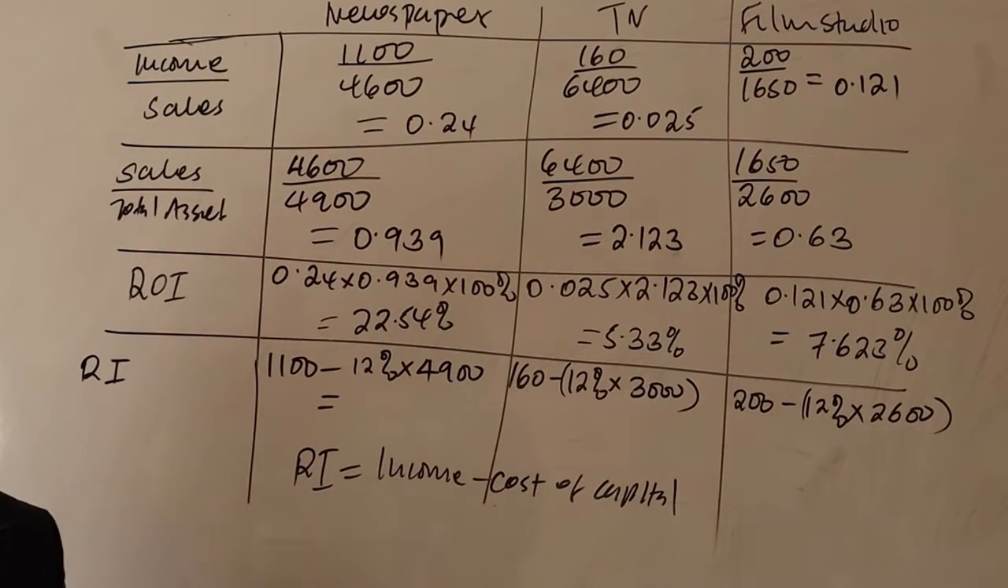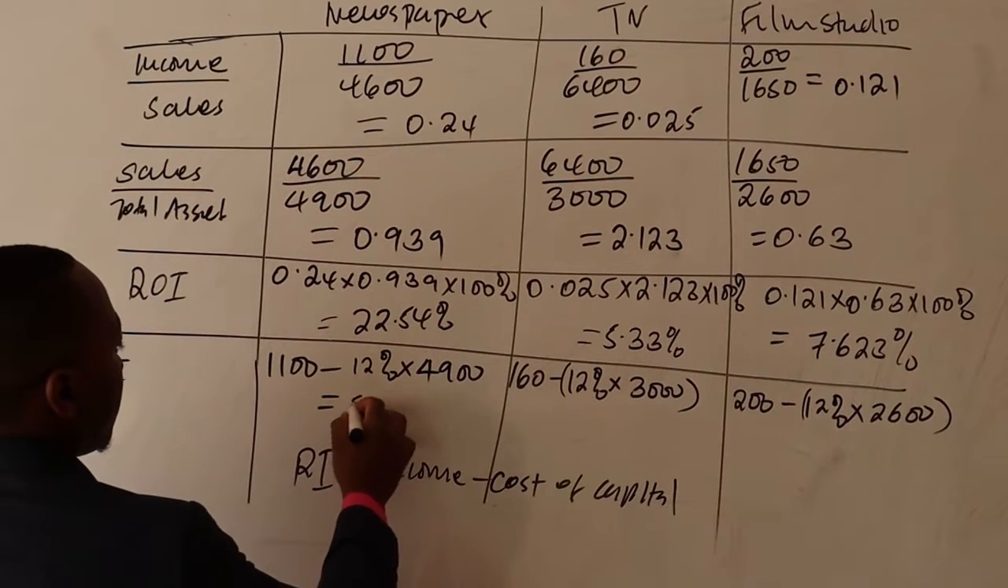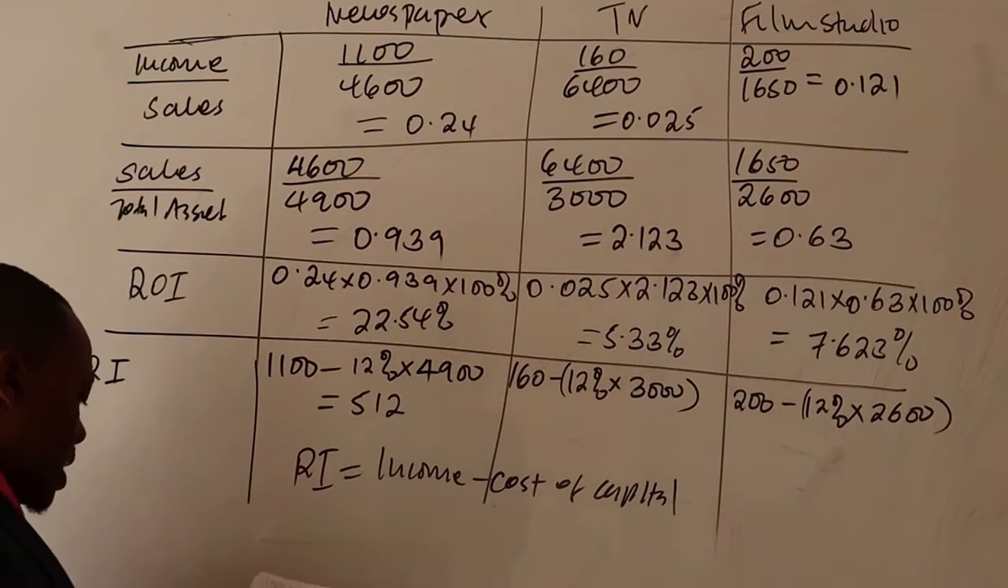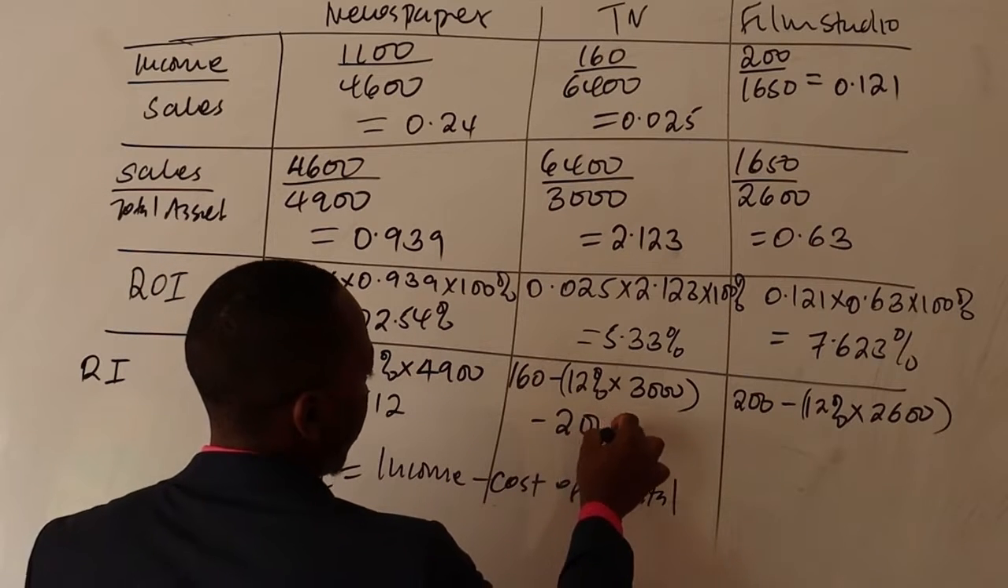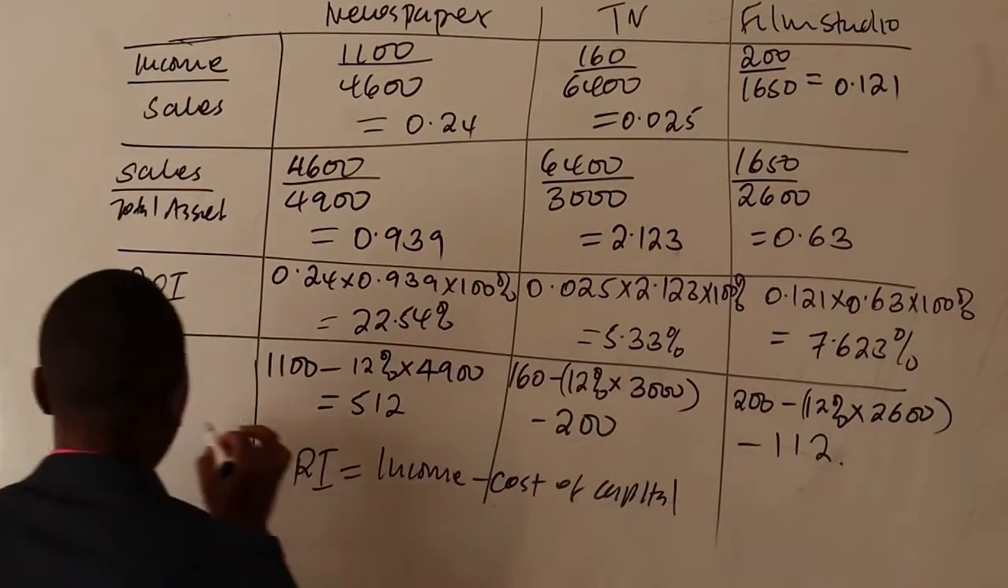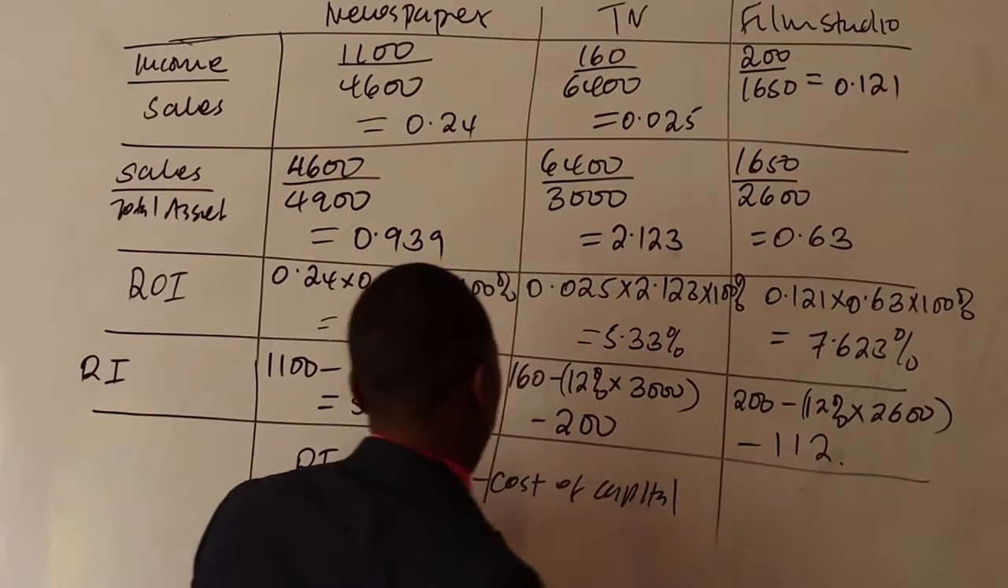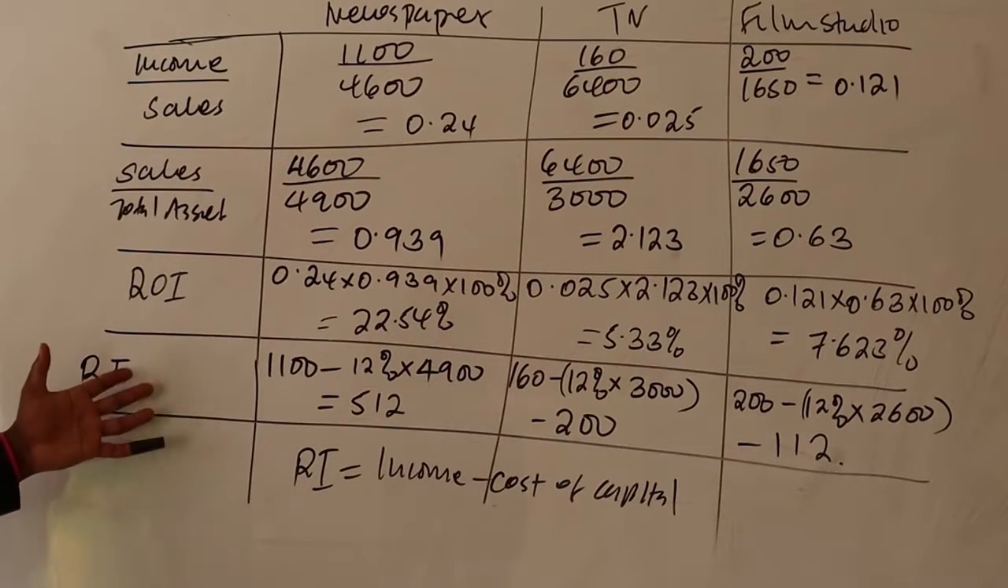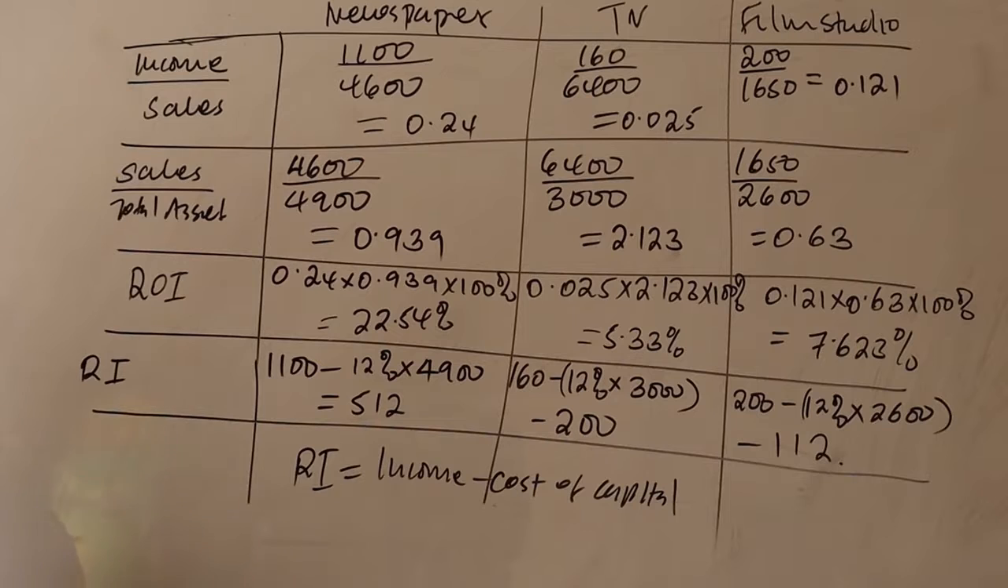So what do we have as our residual income? Here you have 512. There you'll have negative 200. And there you'll have negative 112. So that's how you determine residual income.